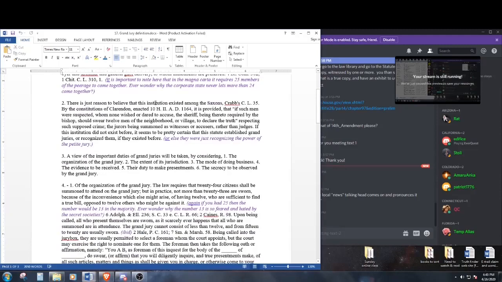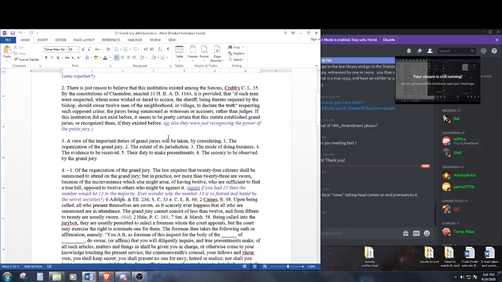There is just reason to believe that this institution originated among the Saxons. The Constitution of Clarendon, enacted in 1164 AD, provided that if such men were suspected whom none wished or dared to accuse, the sheriff, thereto required by the bishop, should swear 12 men of the neighborhood or village to declare the truth respecting such supposed crime, the jurors being summoned as witnesses or accusers rather than judges. If this institution did not exist before, it seems pretty certain that this statute established grand juries or recognized them if they existed before.